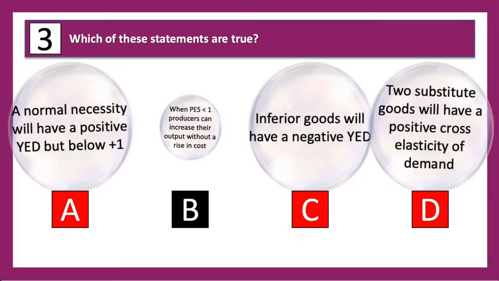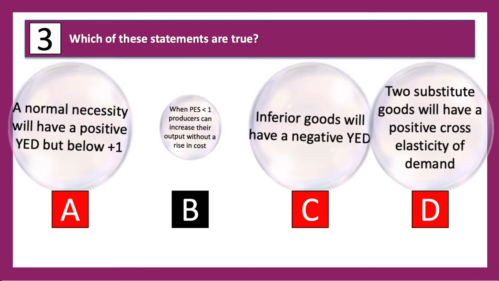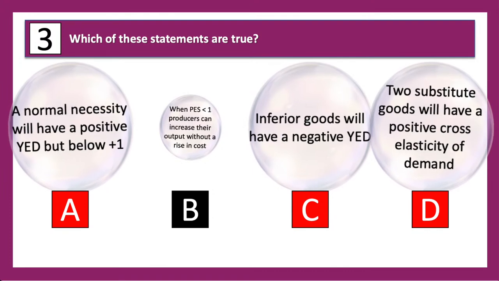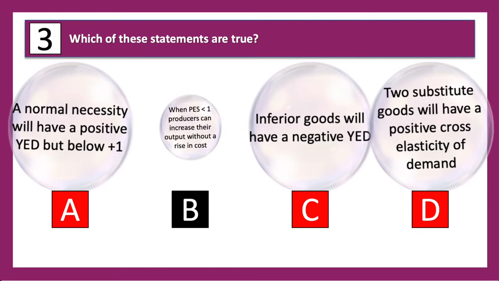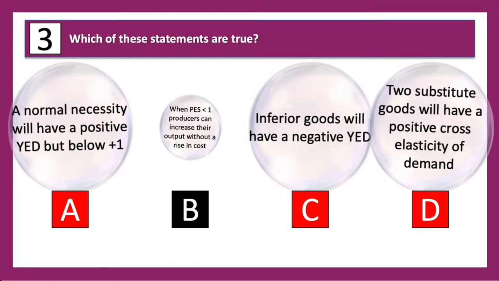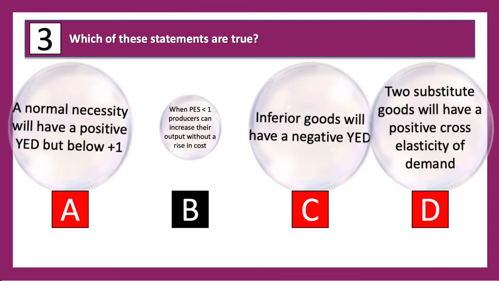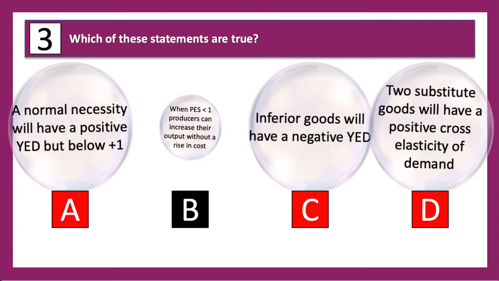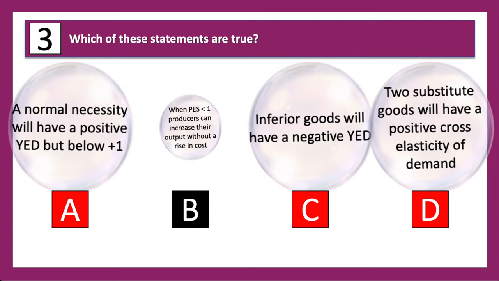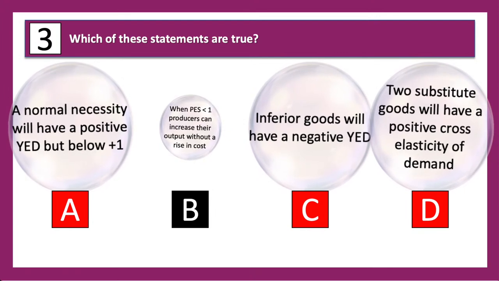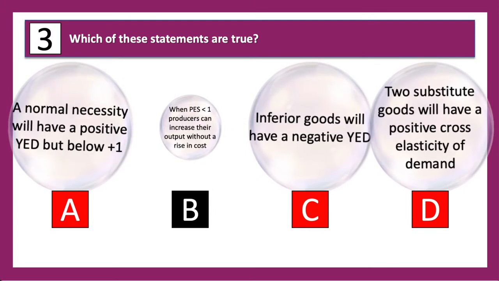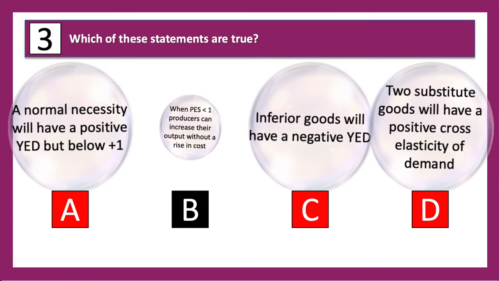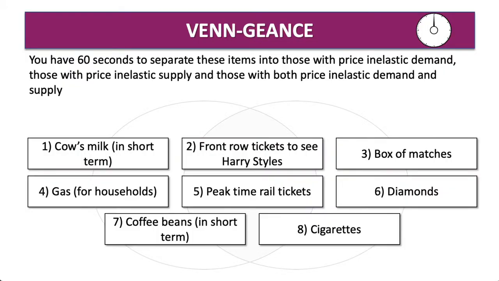So A is right. When elasticity is less than one, it's very difficult for producers to increase supply without a rise in costs. So B is incorrect. Inferior goods do have a negative income elasticity of demand. As incomes go up, in real terms, people buy less. And people saying that the cross price elasticity of demand for two complements is negative, which is correct. The cross price elasticity of demand for two substitutes is positive. The price of one good goes up, the demand for the other good also goes up. So well done on the bubble quiz. Let's move on to vengeance.